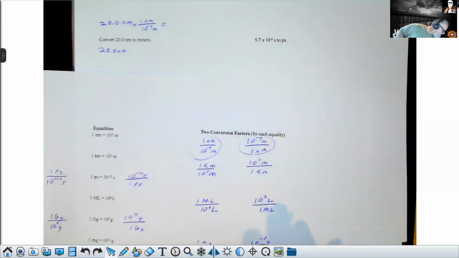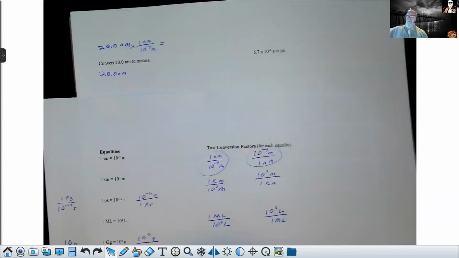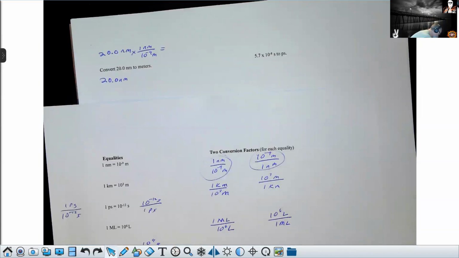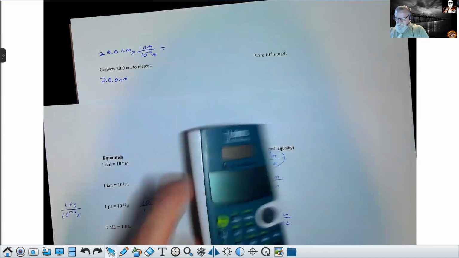Where's my calculator? Oh, sorry about that. For some reason, that just fell right over. Should have had my calculator out already, but I didn't. All right, so here we go.